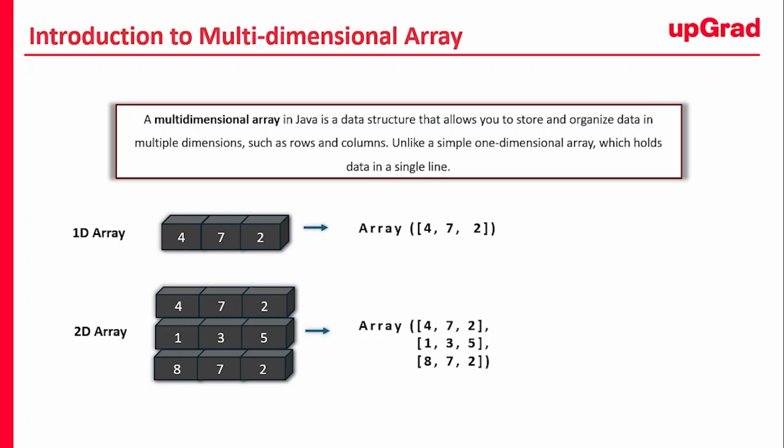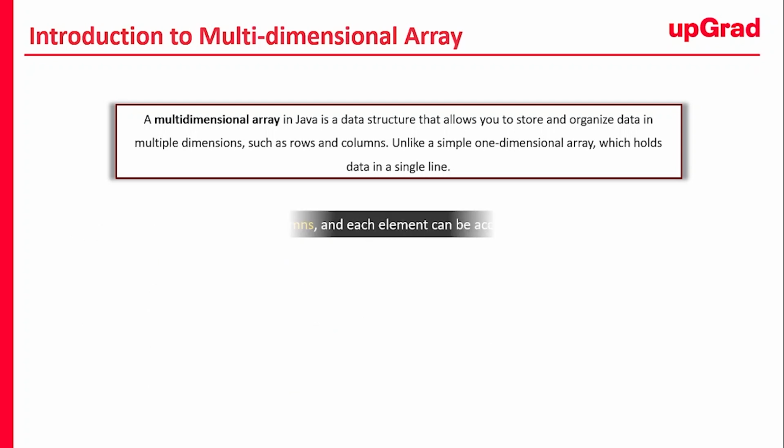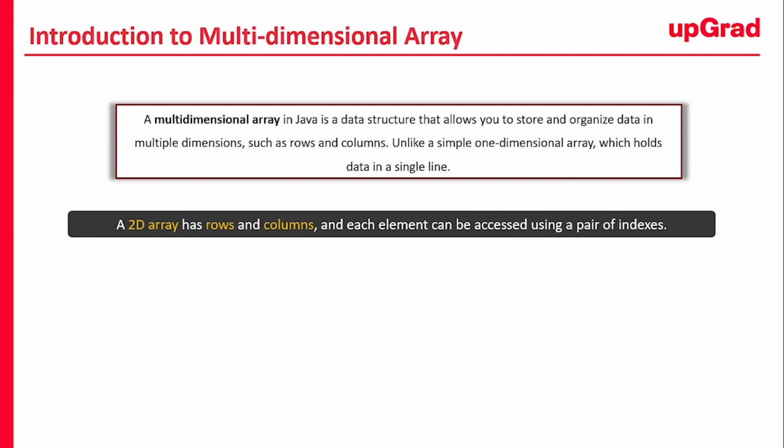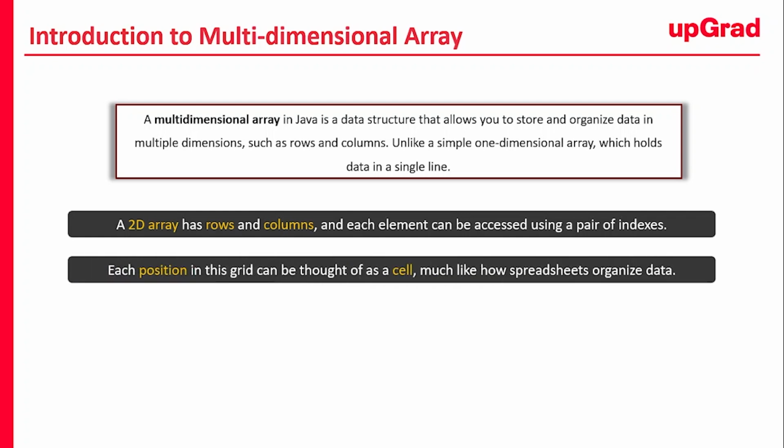A 2D array allows you to manage your data in both dimensions, making it ideal for representing structures like tables. Now, a 2D array has rows and columns, and each element can be accessed using a pair of indexes, that is, row and column. Each position in this grid can be thought of as a cell, much like how spreadsheets organize data.